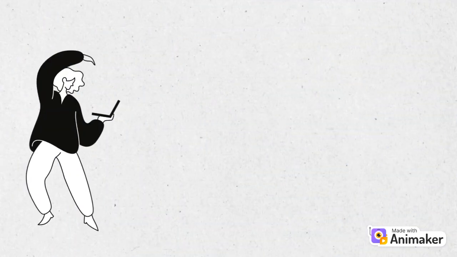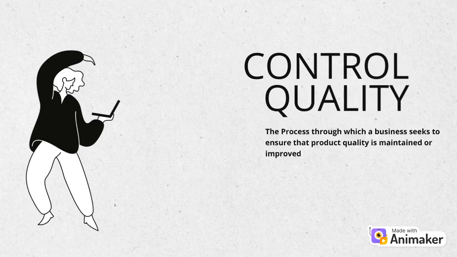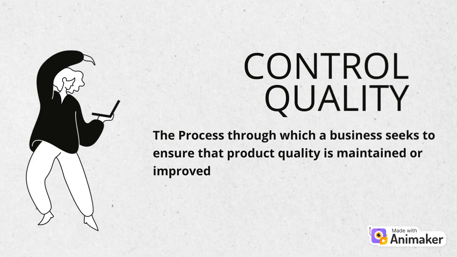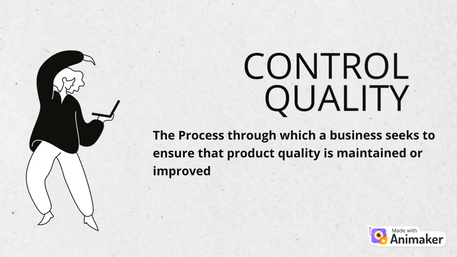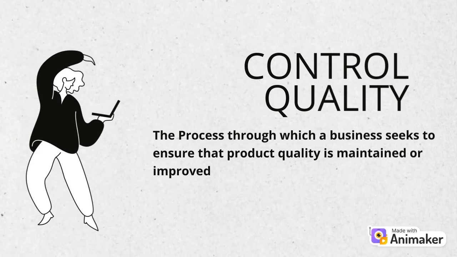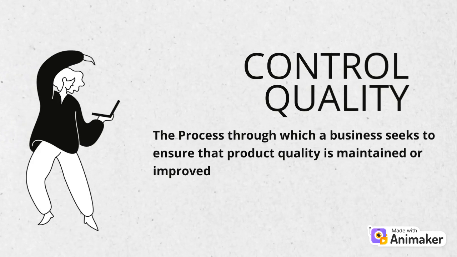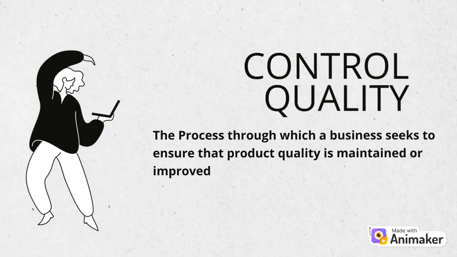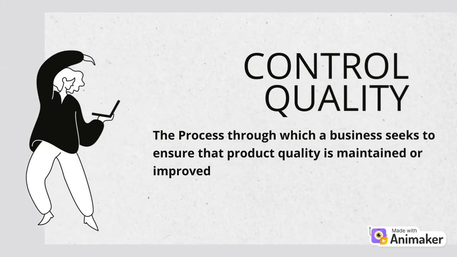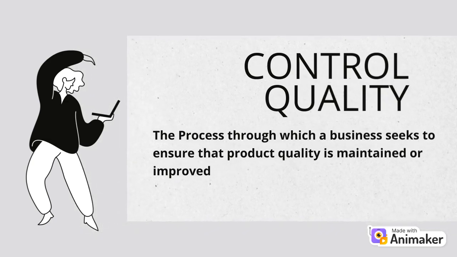Furthermore, we would now like to discuss the last aspect of quality management, that is control quality. It is the process through which a business seeks to ensure that the product quality is maintained and/or improved. Quality control is the practice of keeping track of and documenting the outcomes of carrying out quality operations in order to evaluate performance and suggest necessary adjustments. It is, in a sense, the measurement of defects.